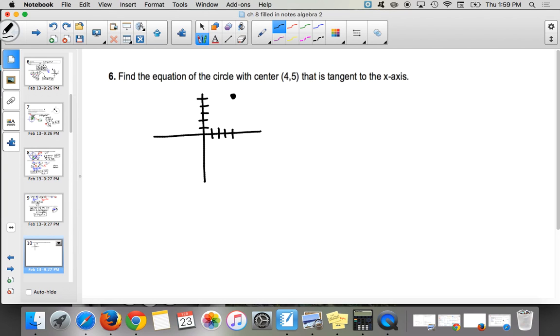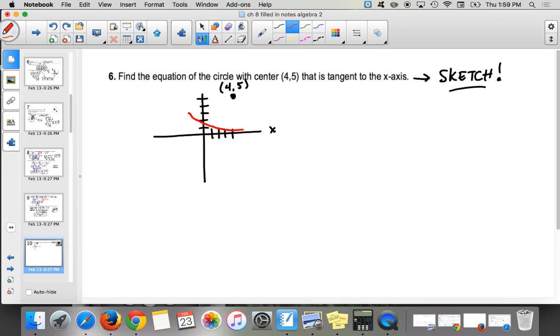So it says find the equation of the circle with a center at 4, 5 and is tangent to the x-axis. These are really weird questions. Okay, the best way is to sketch it. So if you guys are like, oh, I'm artistically challenged, I can't do this, at least try to sketch it out. Okay, so we have 4, 5. And what we're saying is that we're tangent to the x-axis. So it's just barely going to touch that x-axis. It's not going to cross it.